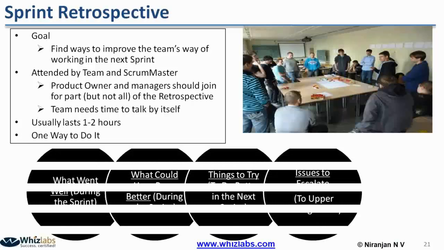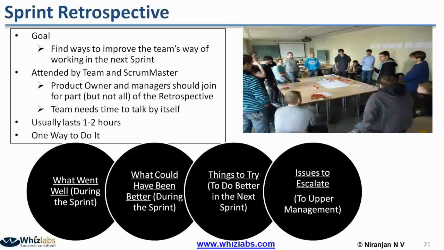One way of doing it is discussing these 4 things. What went well during the sprint? Every team member, as you see in this picture, explains what went well or what could have been better. Once the team identifies what went well, those could be identified as strengths.